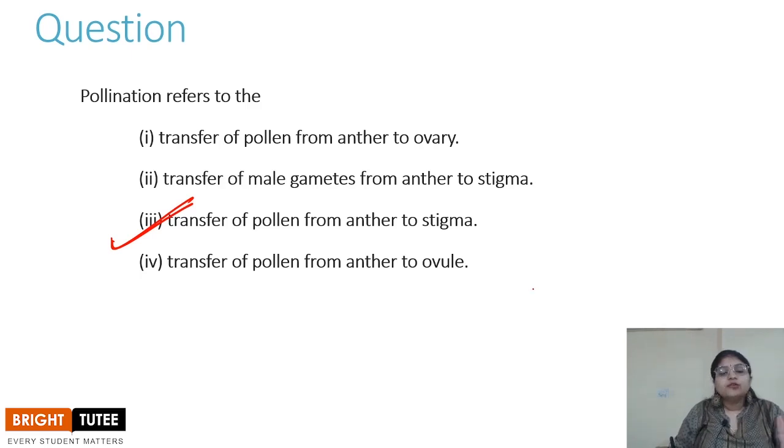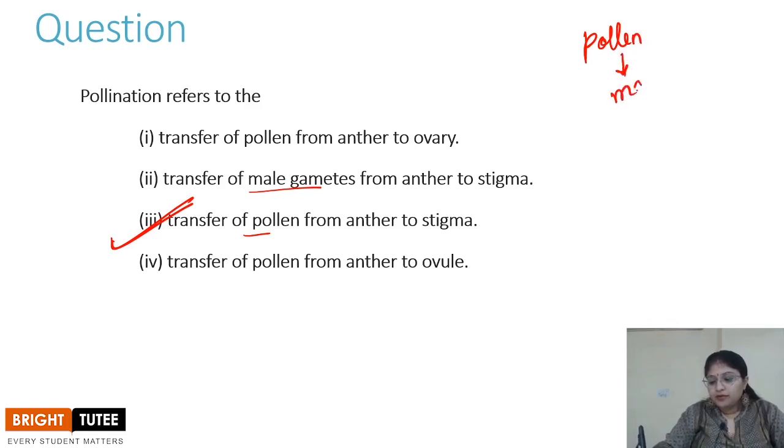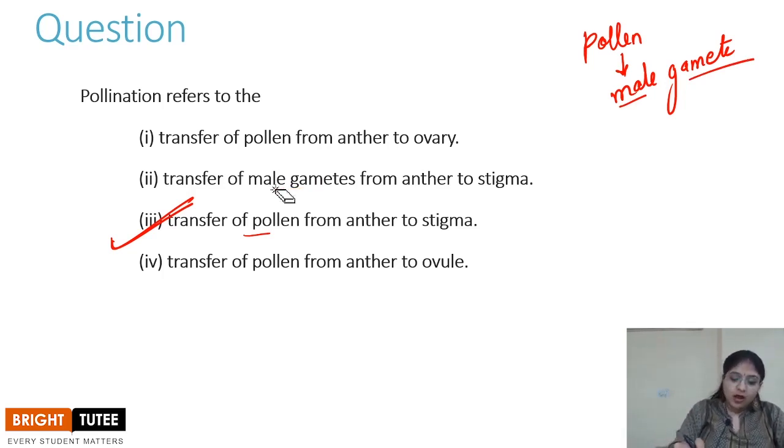Be very careful, students. Do not get confused with the pollen and male gametes. Pollen grains contain male gametes. So always remember that within the pollen you have the male gametes, and when the pollen grain reaches the stigma, it starts to germinate and then it releases the male gamete inside the ovule. Right? So do not get confused. I'm pretty sure all of you must have understood the difference between the pollen and the male gamete.